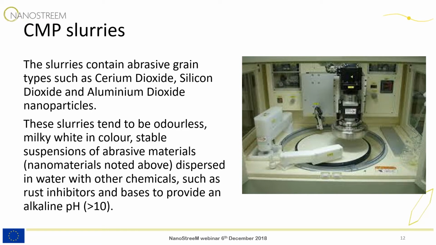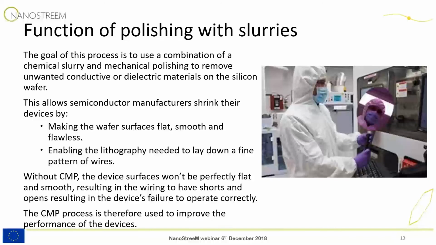Okay, so again, the function of this polishing really is to get rid of any of the unwanted conductive or dielectric materials on the wafer itself. And the spin-off effect of this is that the semiconductor manufacturers can shrink their devices by making the wafer surfaces flat, smooth, and flawless. It also allows us to lay down a fine wire in terms of the patterns that are needed for this. And really the function is a quality function within the manufacturing process.